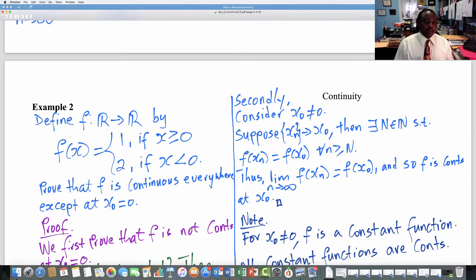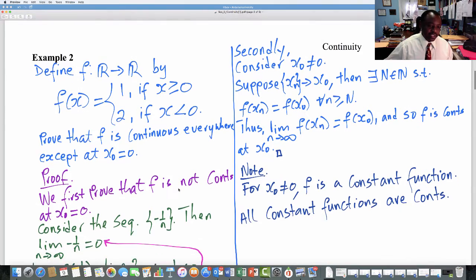So this is an example of a function that is continuous everywhere except at a particular point. Our first example was a function that was continuous everywhere on the set of real numbers. Our second example is a function that is continuous everywhere except at some point. And we shall look at the third example, which would be a function that is nowhere continuous at all. So let's go ahead and prove this.